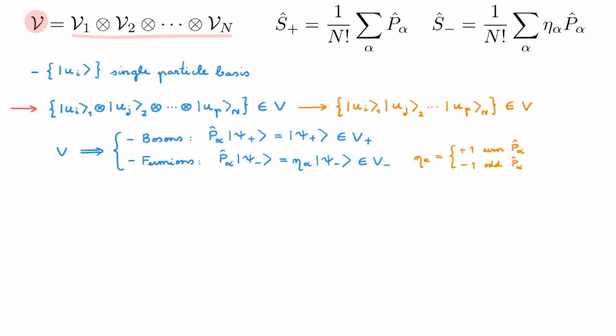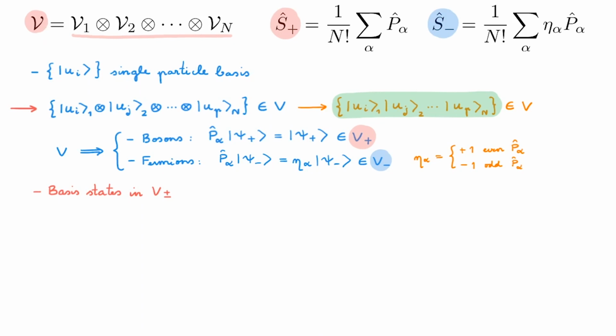We also know that to obtain a state in V+, all we have to do is to act with the symmetrizer S+ up here on an arbitrary state in V, and similarly to obtain a state in V-, we act with the antisymmetrizer S-. All this means that if we want to describe an n-particle system of identical particles, we don't really want a basis in V, like we have here. What we want are the basis states in V+ and V-. So how do we build these basis states?